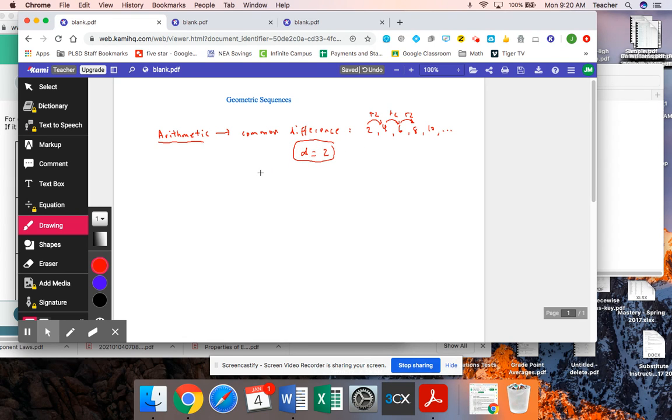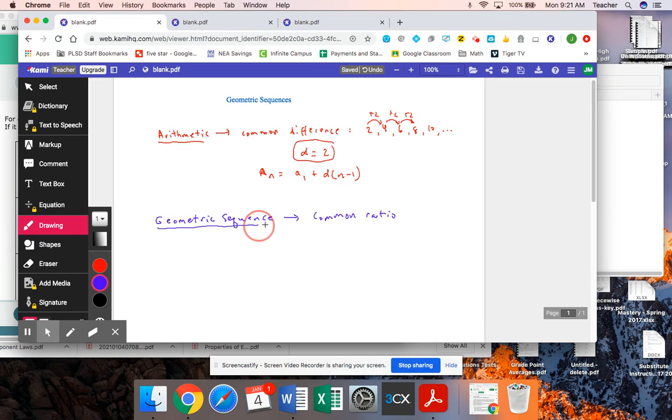Right? We came up with the formula for a sub n. I'll use a lowercase a. It was whatever the first term was plus the common difference times n minus 1. That's just the arithmetic. But now we're talking about this idea of a geometric sequence. And it's similar, except you don't have a common difference, you have a common ratio.